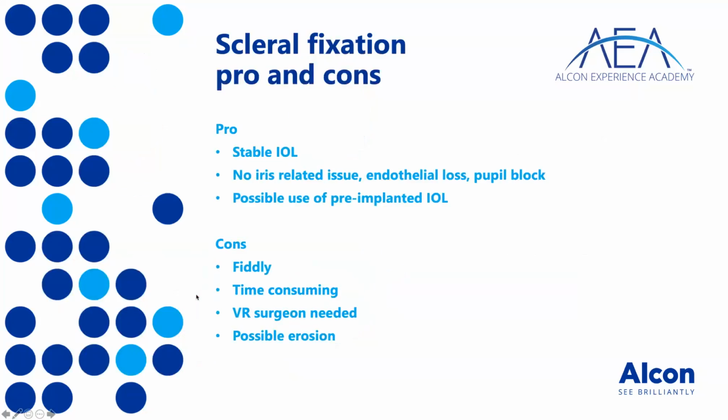So what are the advantages and disadvantages of scleral fixation? As an advantage, the IOL is very, very stable. It's very unlikely that you will ever see it tilted, and it's very unlikely that it dislocates again, even after some trauma. Of course, it depends how big this is, but generally speaking, they stay in place fairly well. There is definitely no iris-related issue, no endothelial loss, and there isn't the risk of a pupil block, because this lens sits well behind the iris.